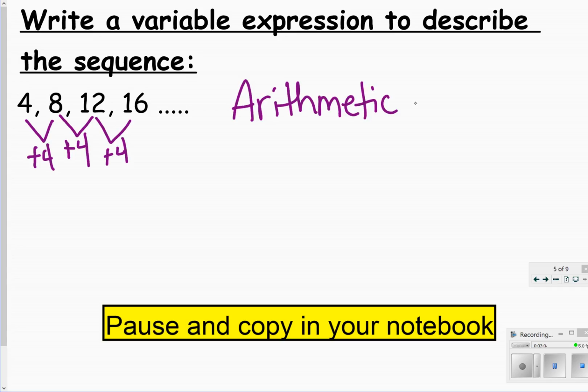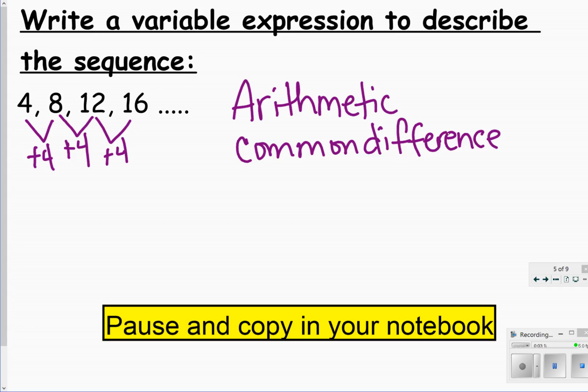It's an arithmetic pattern or sequence. And if it's arithmetic, that means it has a common difference. The same number is being added or subtracted, so that's important to know. A common difference of adding 4.